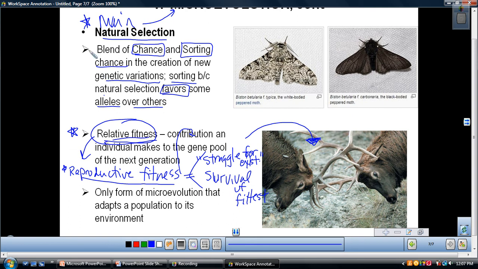Okay, natural selection, if you look at this last bullet down here, natural selection is the only form of microevolution that deals with adaptation, because organisms with the best traits survive and pass those alleles onto their offspring. So it's the only one that adapts the population to its environment.